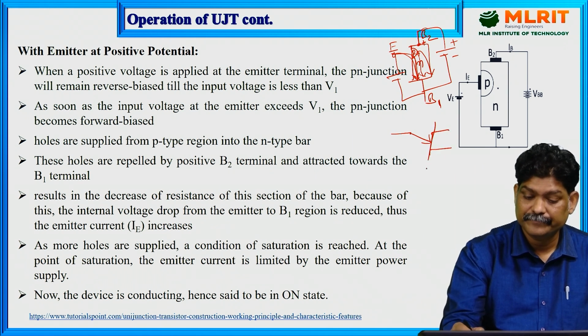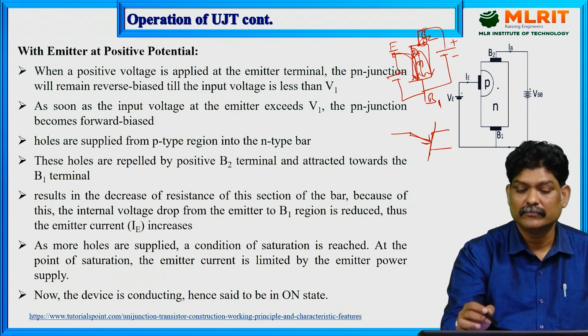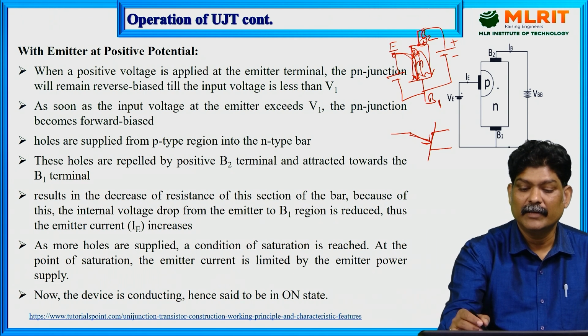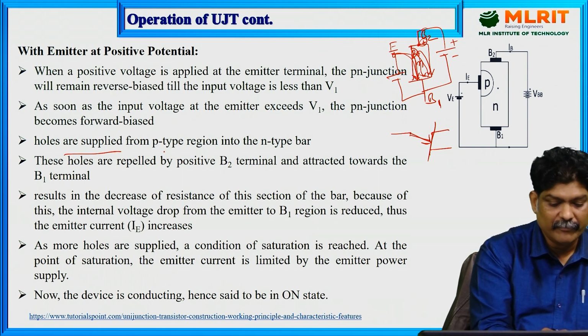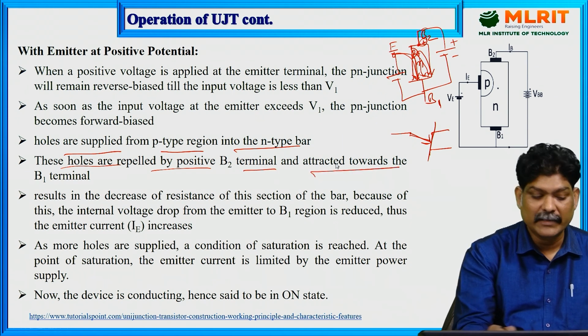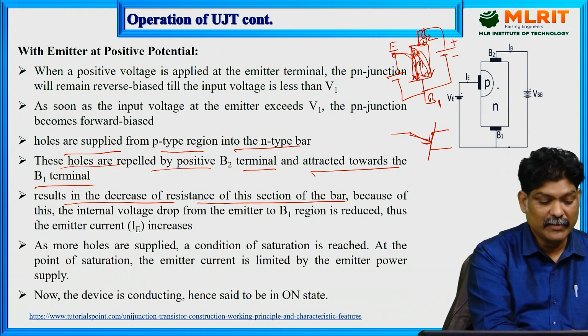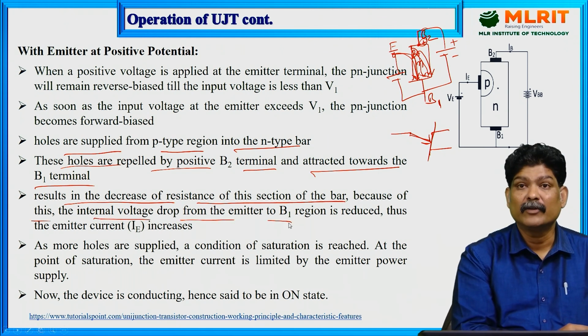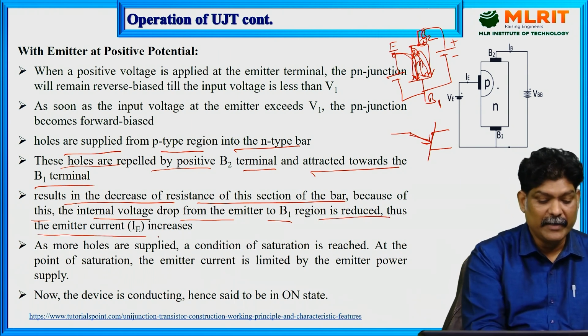This is your symbol for the UJT. So why this arrow? All these holes are repelled by the positive terminal at B2, so these positively charged holes from the P-type material are attracted towards the negative terminal at B1. Therefore, holes are supplied from the P region into the N region. This results in a decrease of the resistance of this section of the bar. Because of this, the internal voltage drop from the emitter to base 1 region is reduced, thus emitter current increases.